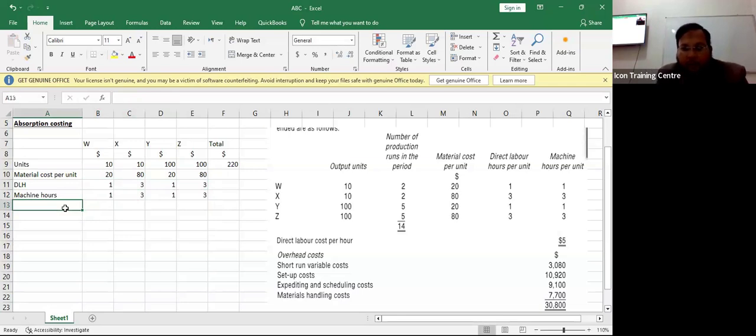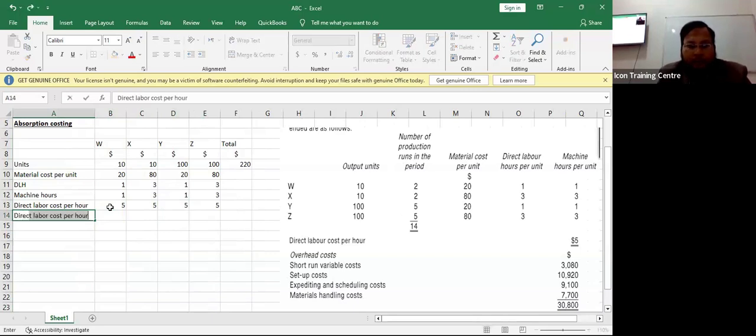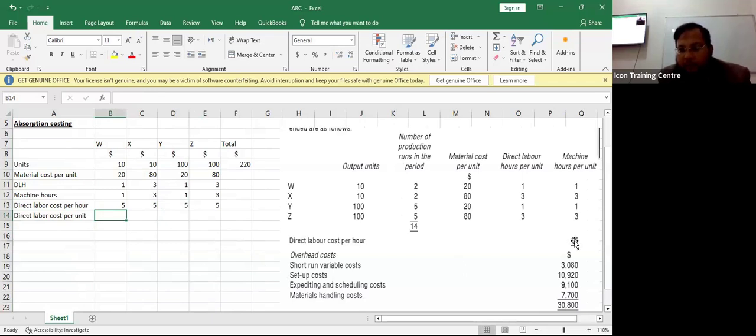And how many direct labor hours? Direct labor cost per hour, right? It is given in the question. It is straightforward: 5, 5, 5, 5. So if I write direct labor cost per unit, then how can I calculate it? Yeah, it is given. Here it is $5.